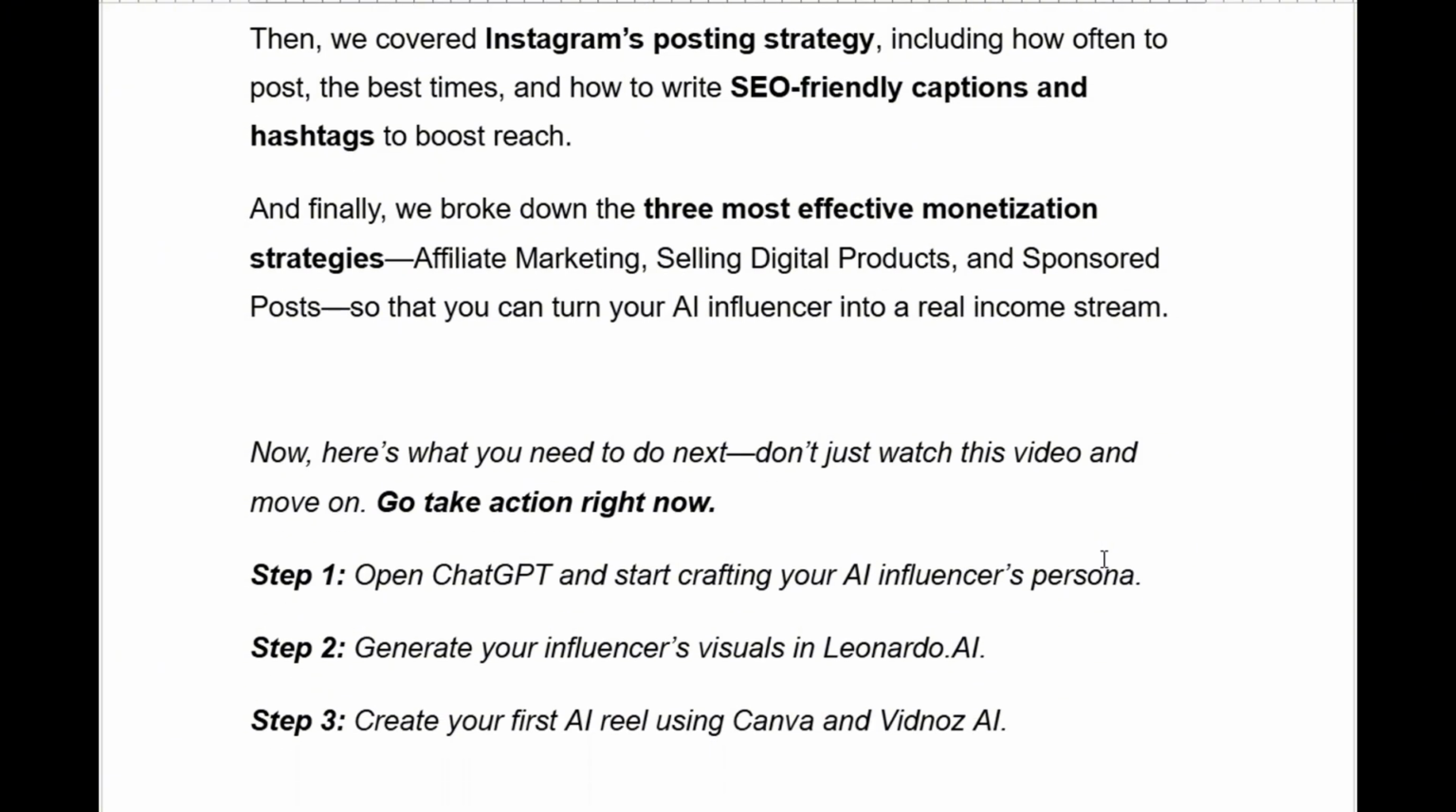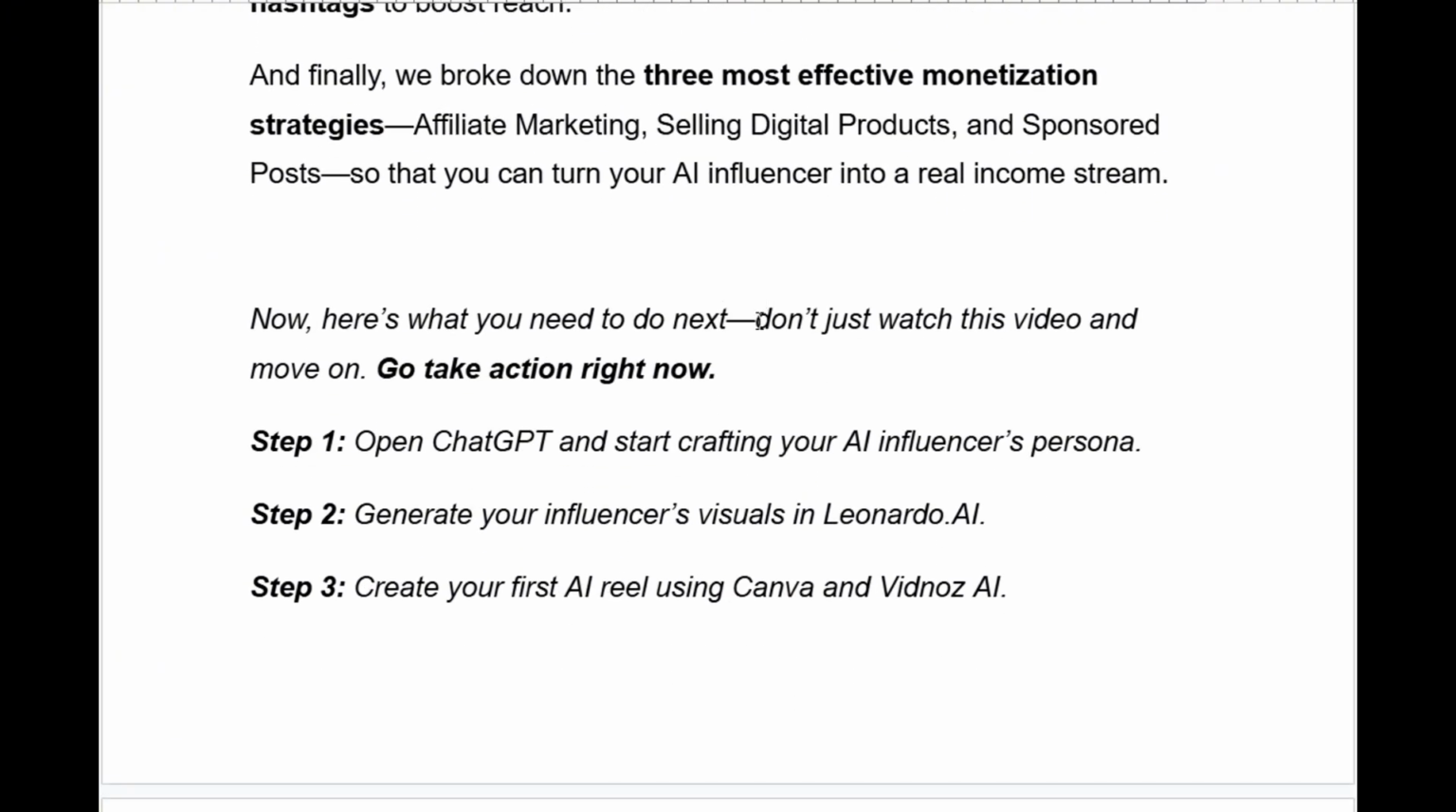Now, here's what you need to do next. Don't just watch this video and move on. Go take action right now. Step 1. Open ChatGPT and start crafting your AI influencer's persona. Step 2. Generate your influencer's visuals in Leonardo.AI. Step 3. Create your first AI reel using Canva and Vidnoz AI.